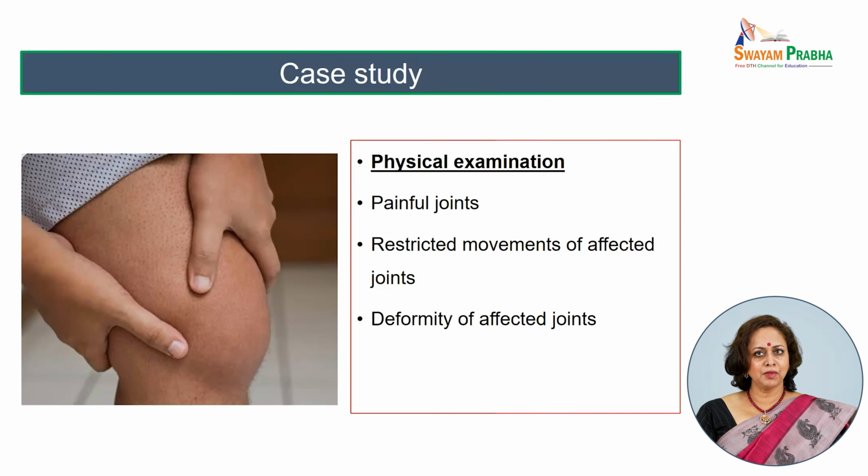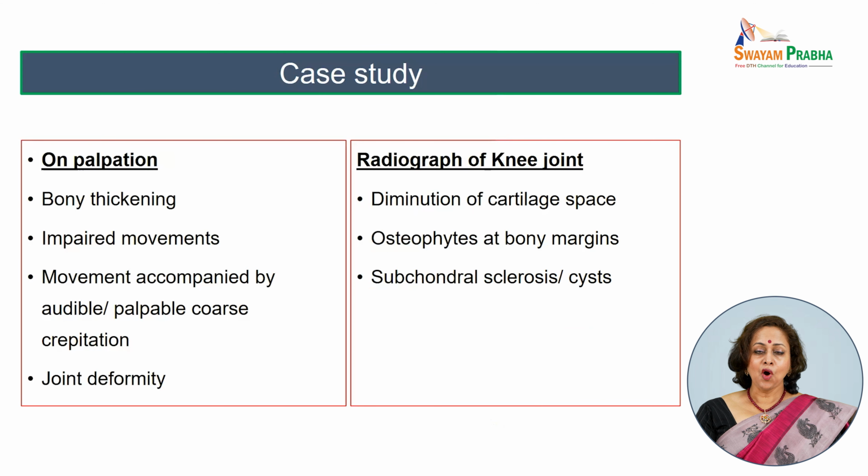On physical examination, the doctor found painful joints, restricted movements of the affected joints and deformity of affected joints. On palpation, the findings were bony thickenings, impaired movements of the joints, and the movement was accompanied by a palpable, sometimes even audible crepitation or vibration. Joint deformity was also palpated.